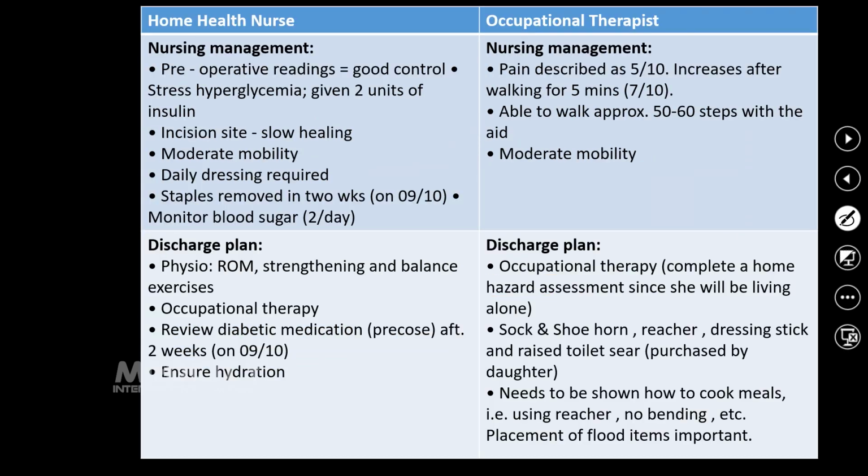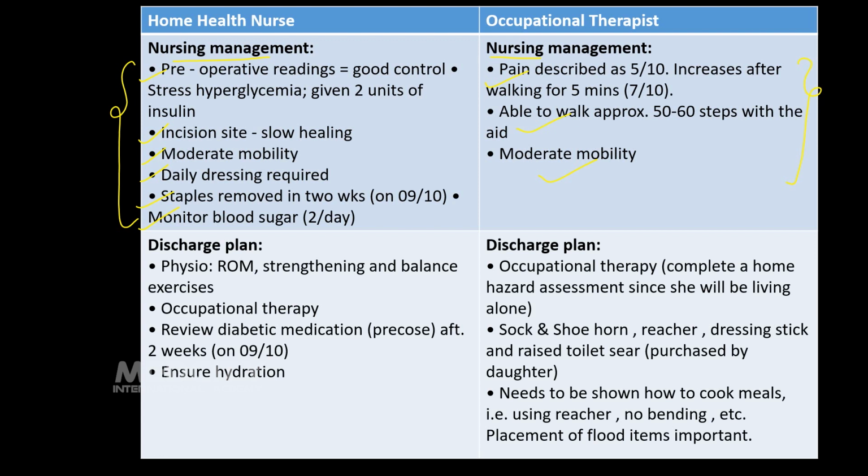And if you're talking about nursing management, you can see how, depending on the role, you have more information here and less information there. So the home health nurse has 1, 2, 3, 4, 5, 6 different points to help the patient manage the home care. Okay, so home care management definitely. But as an occupational therapist, about the pain, about the ability to walk and how mobile the patient is, that's all. So a lot of detailed information is not required here.